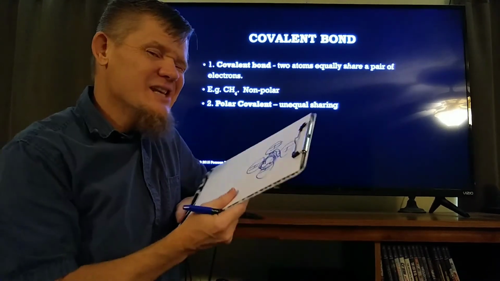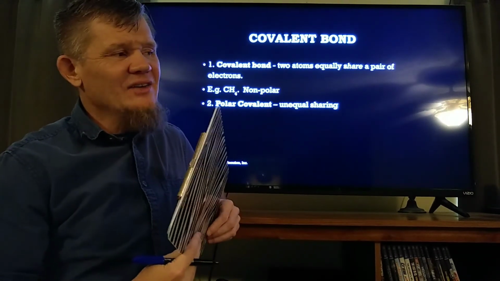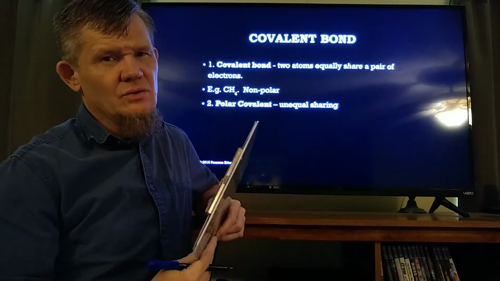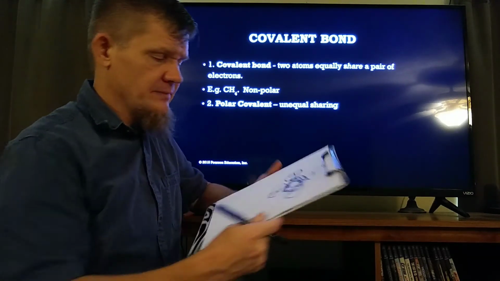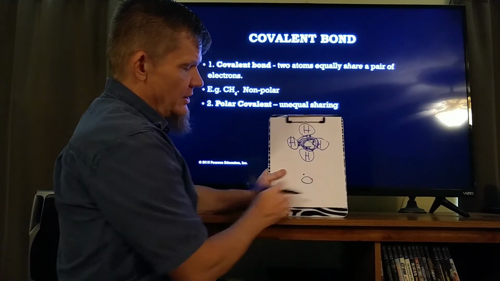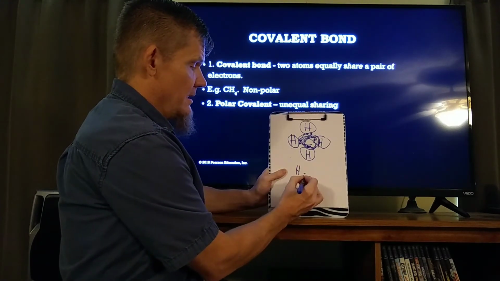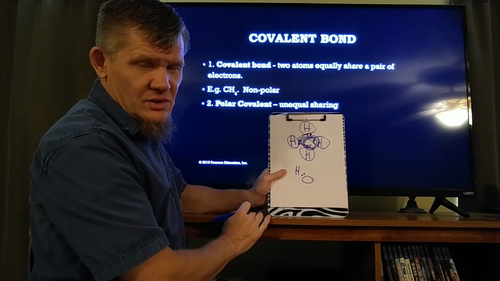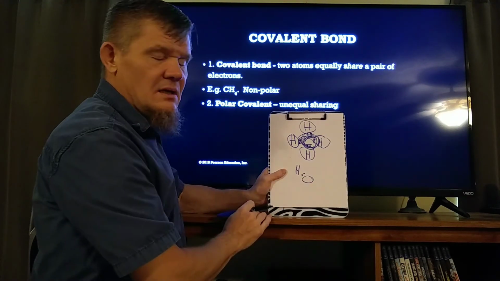Well, what if I don't have an equal sharing? What if I have a relationship between oxygen and hydrogen? Oxygen is a bit of a bully when it comes to hanging on to electrons, and it will actually hold on to electrons a little harder than carbon does. So here's my oxygen. It has an electron it's willing to share. Again, hydrogen donates its one little electron to oxygen. So now we have a pair that will orbit both of these nuclei.